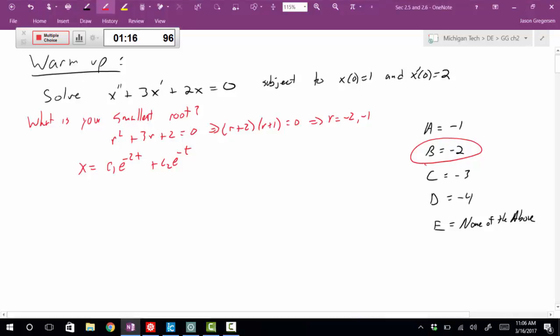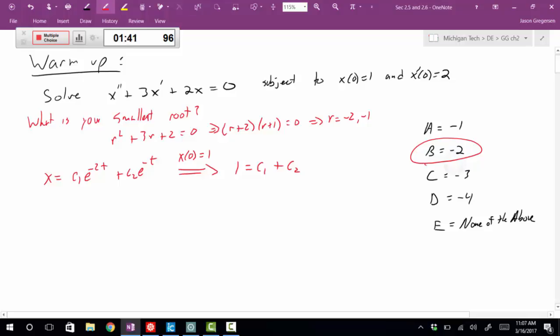All right. So now we have that solution. I'm going to move this over here to give myself a little more room. Now I want to apply my initial conditions to find my constants. So I can just use that first equation with the first condition, x of 0 equals 1. That should tell me that 1 is equal to c1 e to the 0, which is 1, plus c2 times e to the 0, which is 1.